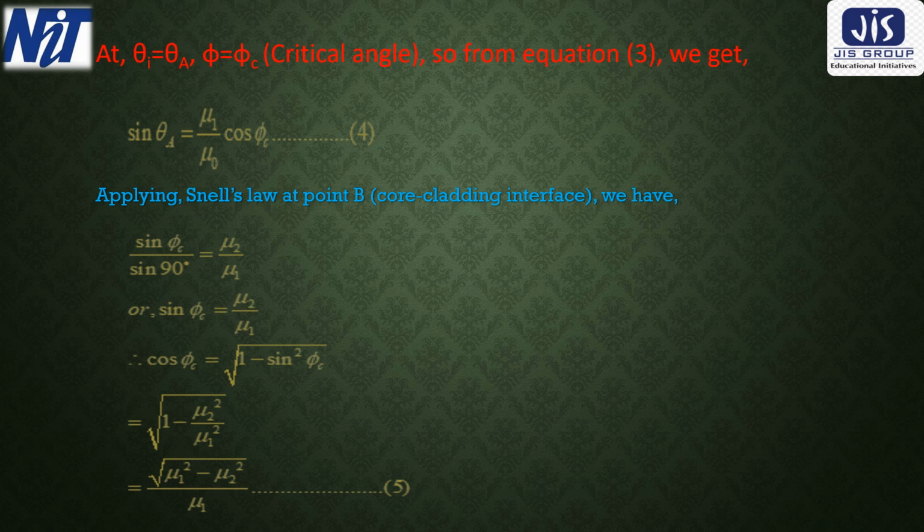From that we can find out the value of cos phi c. Why do we want to find cos phi c? Because we require this value in equation number 4. We know the formula cos theta equals under root 1 minus sin square theta. So here also cos phi c is equal to root of 1 minus sin square phi c. If we put the value of sin phi c, that will be equal to root over 1 minus mu 2 square by mu 1 square. If you take the LCM and solve it, you will get root of mu 1 square minus mu 2 square, divided by mu 1. Let us call this equation number 5.